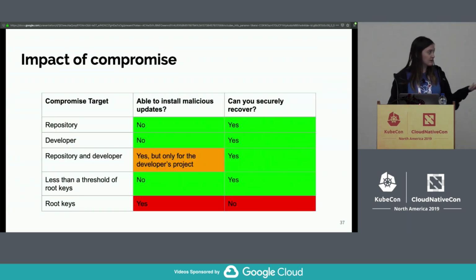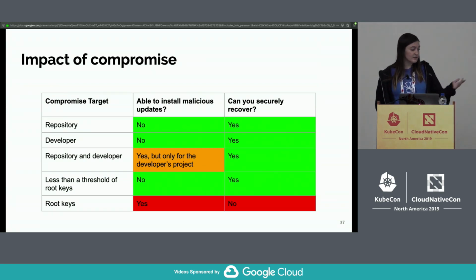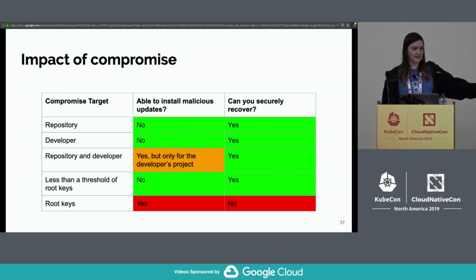So once you have this all in place, you get a lot of security guarantees. This chart shows whether you're able to install a malicious update if any of these things are compromised. As you can see, a root key compromise is very bad. That's the main problematic one on this chart. However, less than a threshold of root keys is not as much of a problem. So what this means is that you want to make sure your root key threshold is large enough that you never get to that bottom row. You only ever get to the row one up, and then you're able to revoke those compromised keys. In addition, if both your repository and a developer are compromised, an attacker would be able to install malicious updates, but only for that developer's project, and then the root role could go in and revoke those keys after some amount of time.